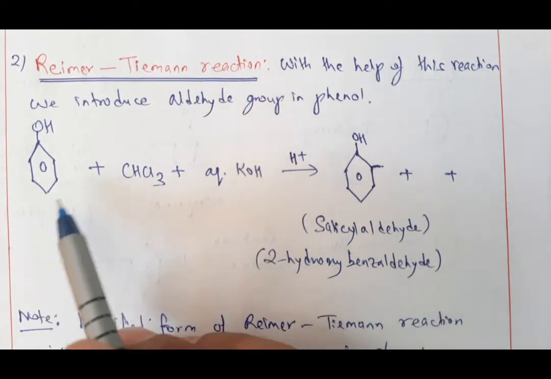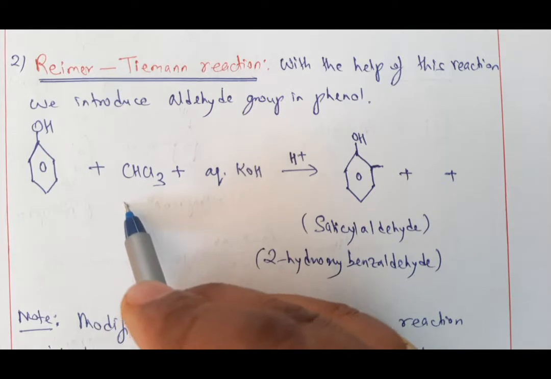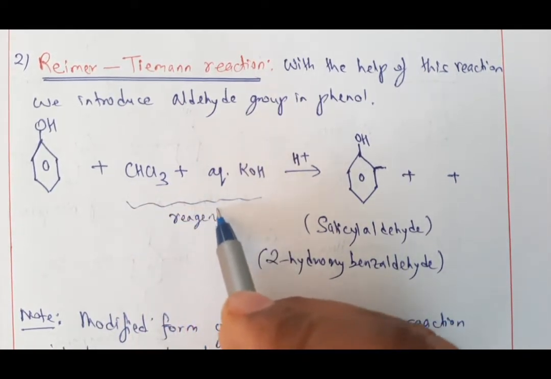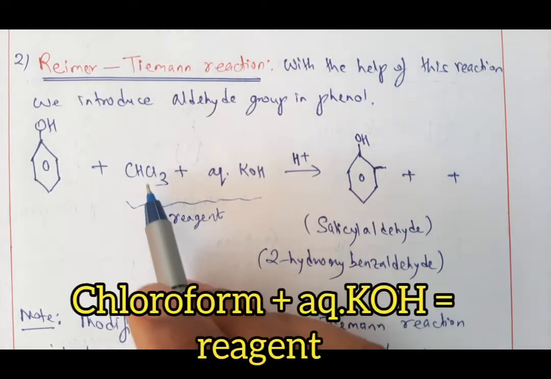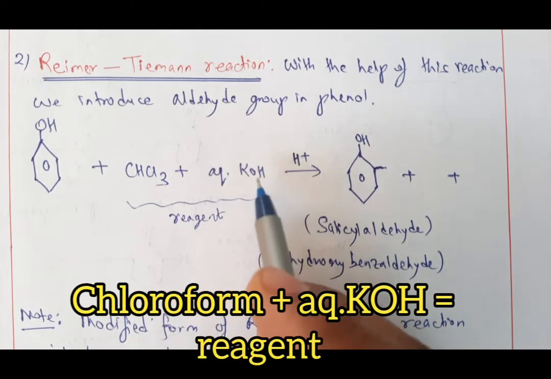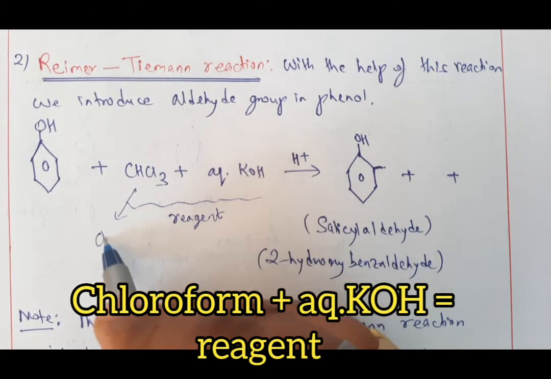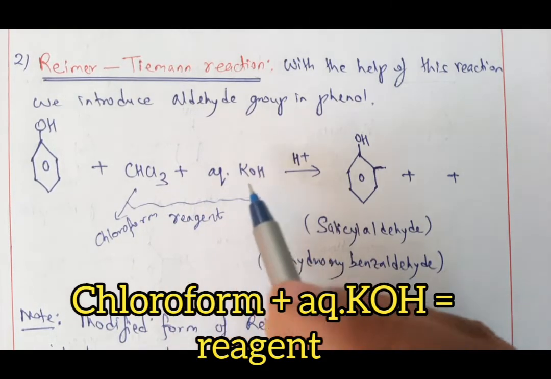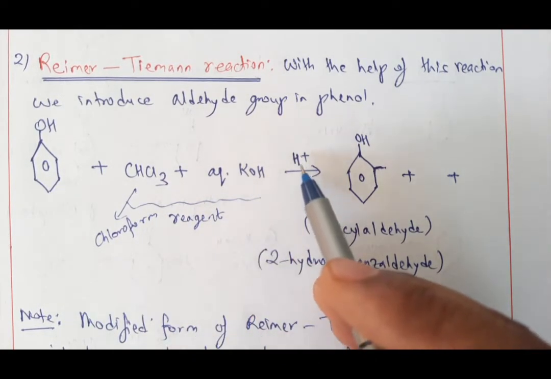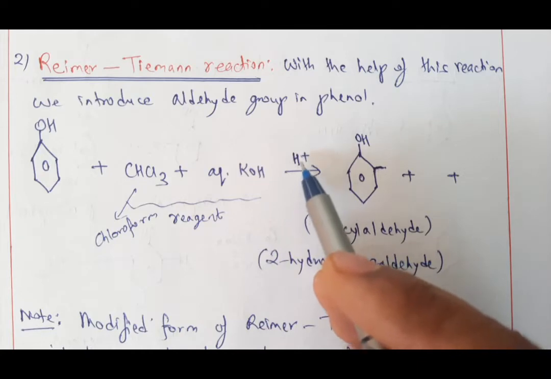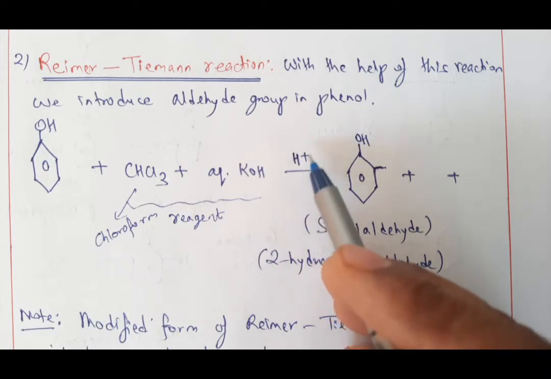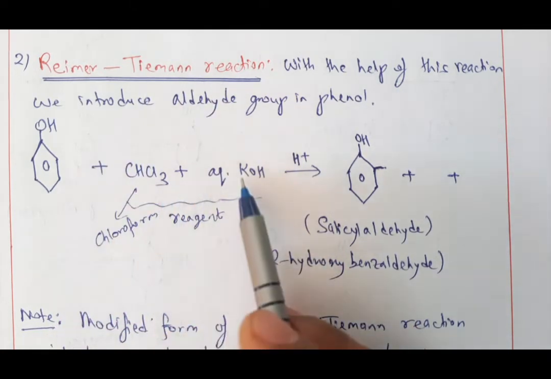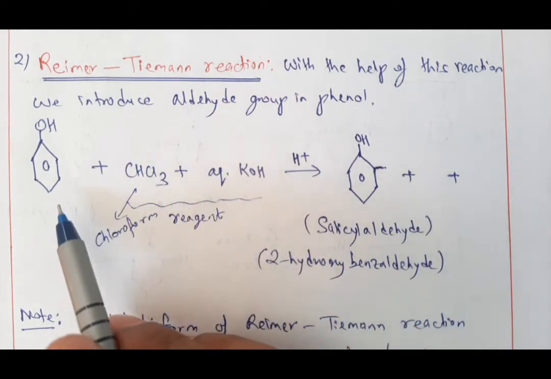Now let us see what it is. This is your phenol. And for the Reimer-Tiemann reaction, these two are referred to as reagents. So the reagent of the Reimer-Tiemann reaction is chloroform and aqueous KOH. This is the formula of chloroform, students. And this is your aqueous KOH, and you react this in acidic medium. Acidic medium means H plus, and here the acidic medium actually uses dilute HCl, but you can simply write H plus. So the Reimer-Tiemann reagent is chloroform and aqueous KOH, do remember, and it reacts with phenol whereby an aldehyde group is introduced in phenol.